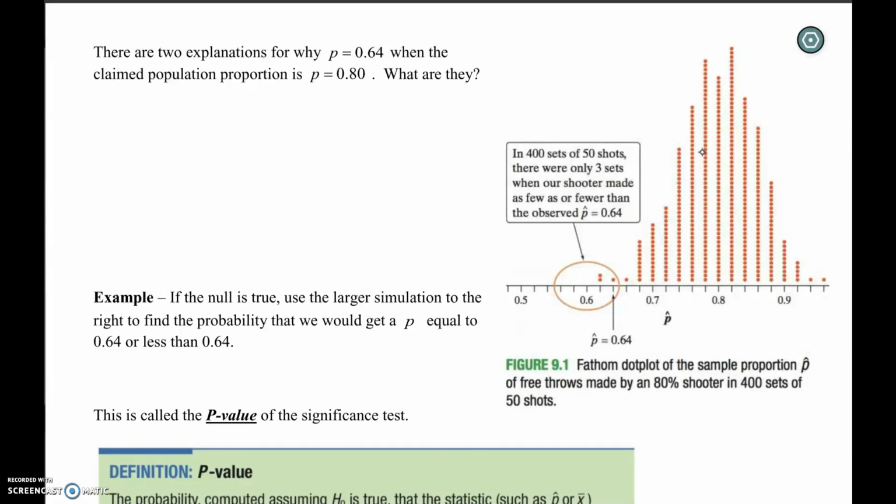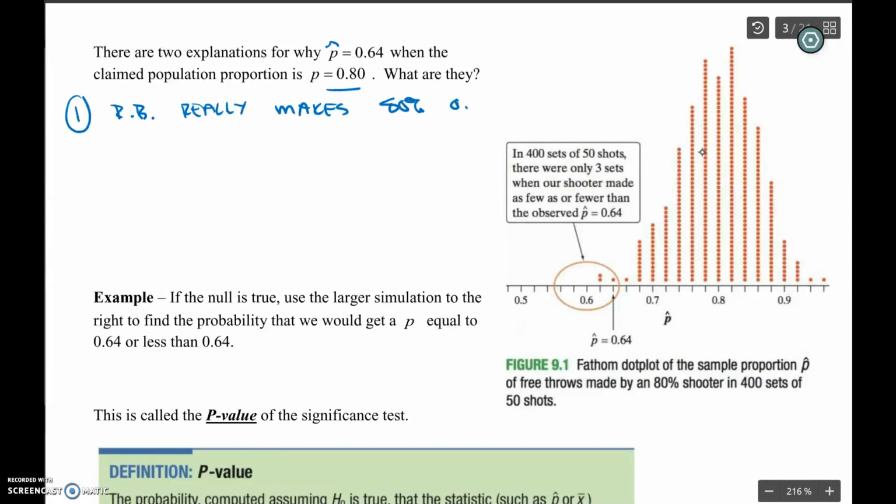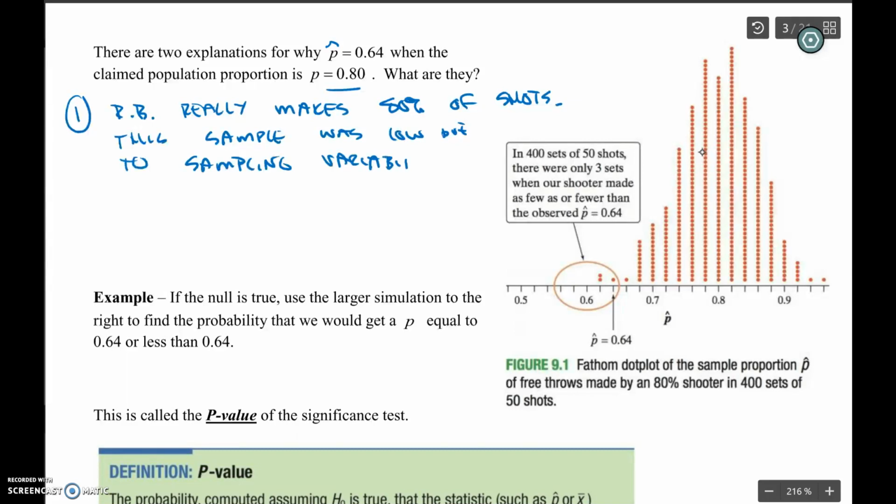So first of all, there are two explanations why 64% of the shots were made when the claim proportion is 80%. What are they? Number one, Ricky Bobby really makes 80% of his shots. This sample was low due to sampling variability, meaning he really makes 80% of his shots. This just happened by random chance. He had a bad day.